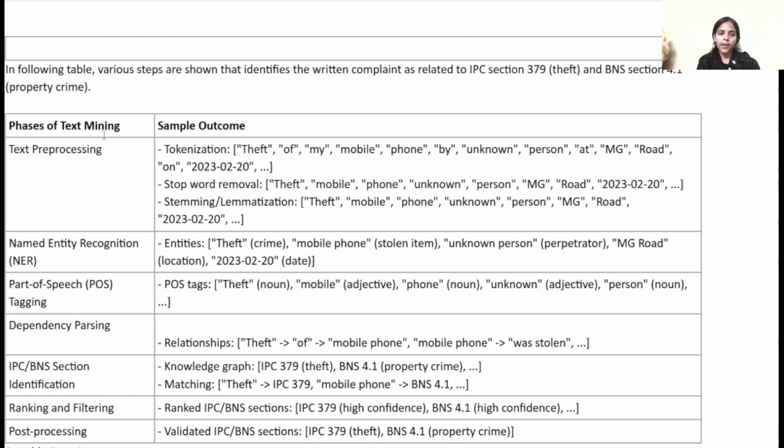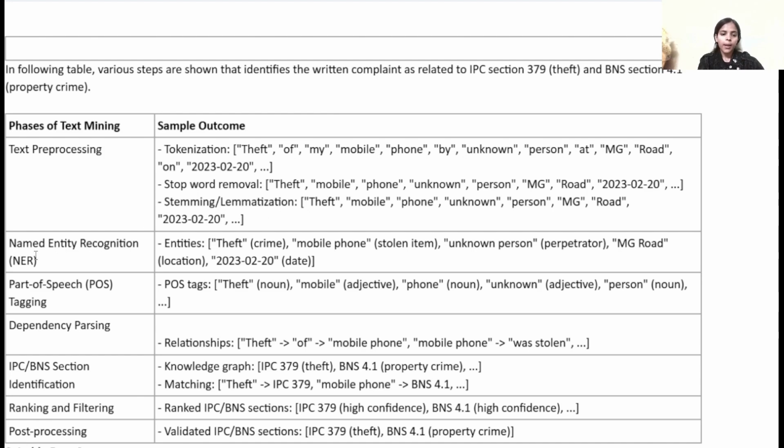So there are the following phases of text mining. The first is text preprocessing. The following steps are included: tokenization, stop word removal, stemming and lemmatization. Tokenization breaks our sentence down into tokens. In the question there was the theft of mobile phone by an unknown person at MG Road. We break it into words: theft, of, my, mobile, phone, by, unknown. Stop word removal removes prepositions and punctuation marks, for example leaving theft, mobile phone and unknown person. And the third is stemming and lemmatization.